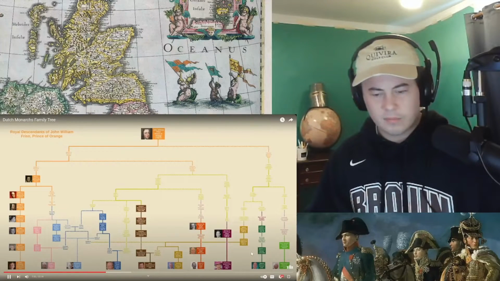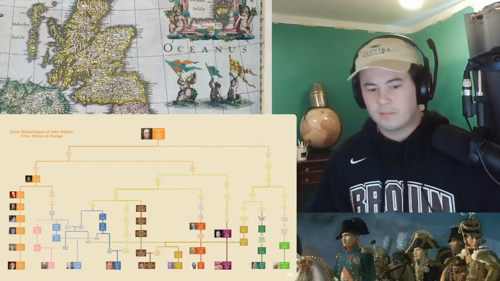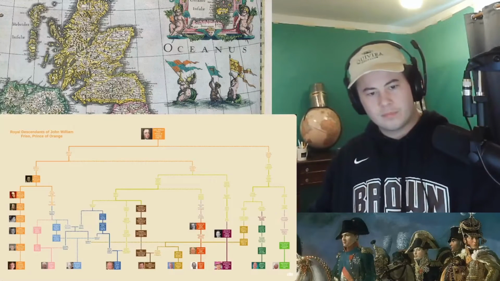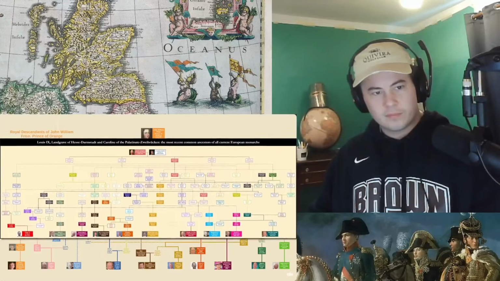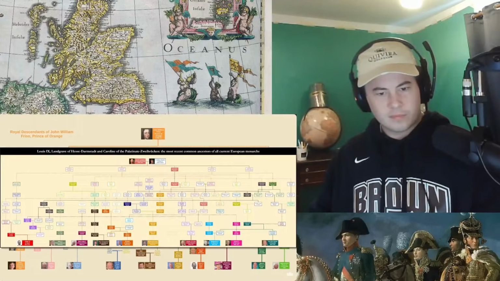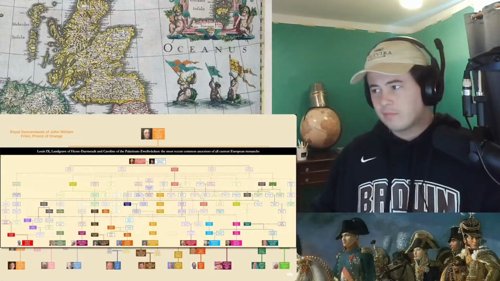However, since the death of Queen Elizabeth II, there's actually a new, most recent common ancestor. And that is Louis IX, the Landgrave of Hesse-Darmstadt. This chart was also made by a fan and can be found over on the Useful Charts subreddit.